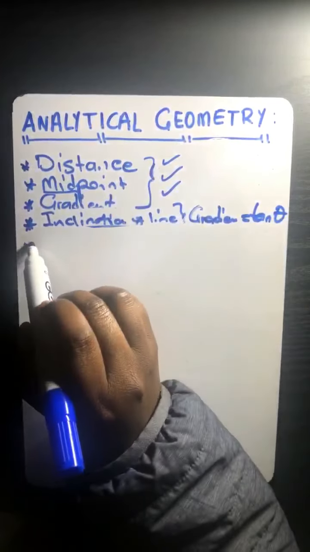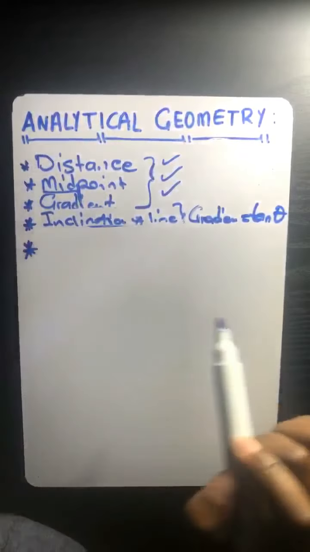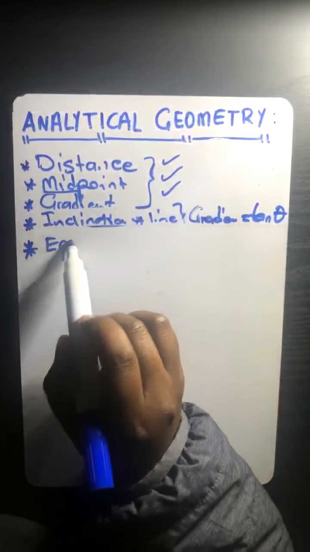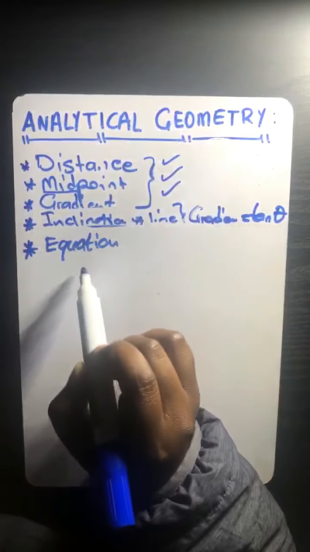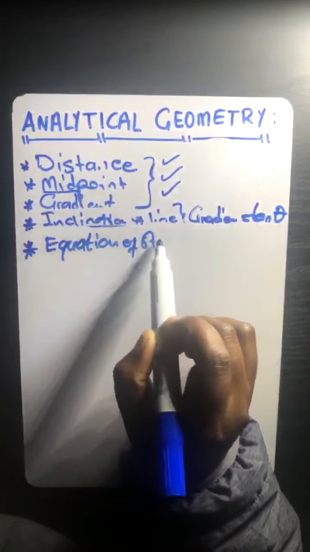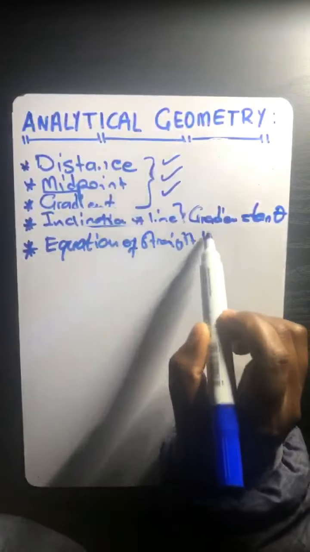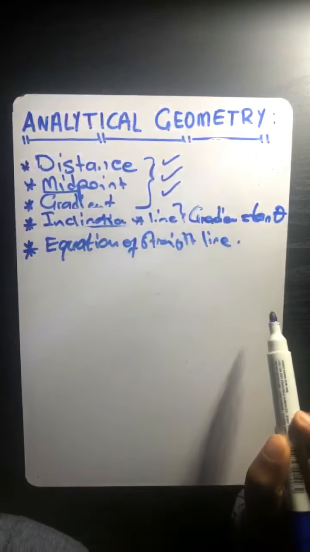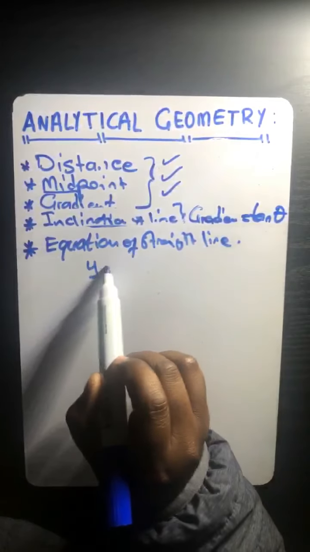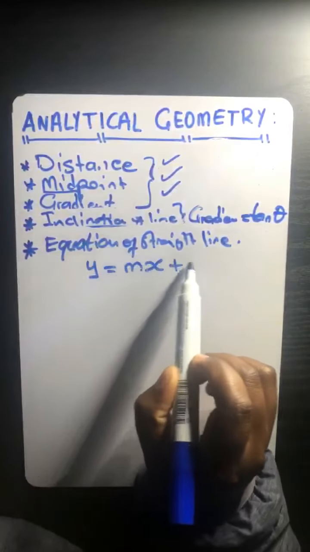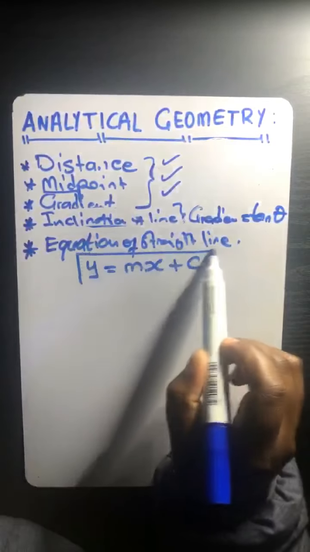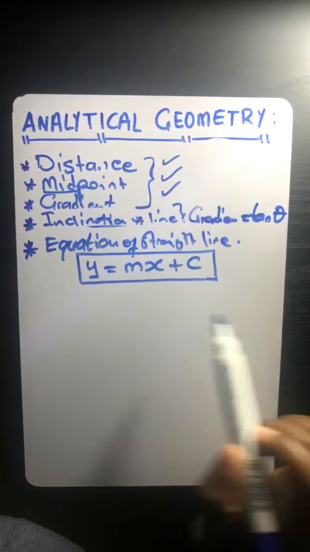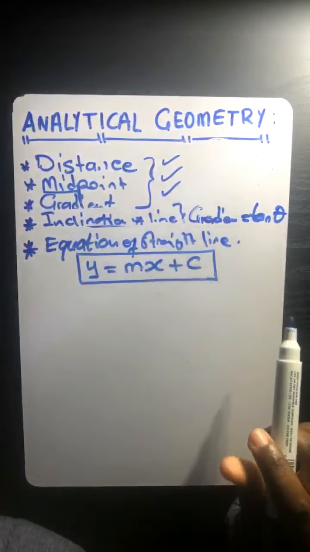Okay, so now, in addition to inclination of a line, ladies and gentlemen, you need to be aware of what we call the equation of a straight line. Also, an equation of a straight line has a general formula, being y is equal to mx plus c. You remember when I was doing a lesson for functions, I did explain where this formula comes from.